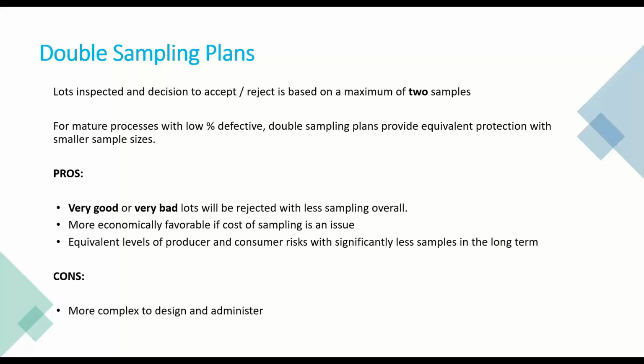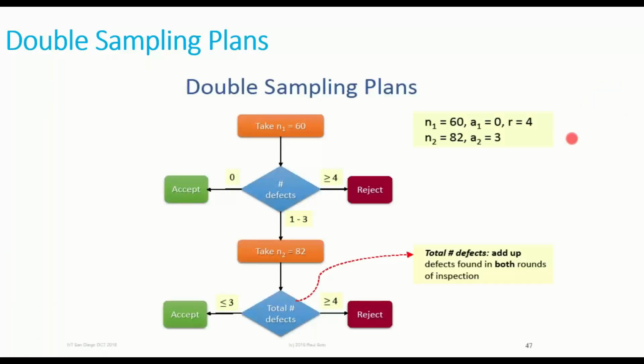Let me get my little spotlight back. So here are the pros. Very good or very bad lots will be rejected with less sampling overall. It's more economically favorable if cost of sampling is an issue. Equivalent levels of producer and consumer risk with significantly fewer samples in the long term, so over time, okay? More complex to administer, of course. Okay, so here's a diagram.